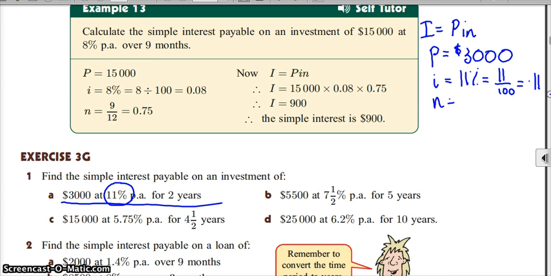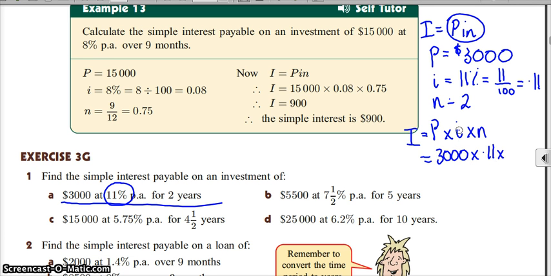And then your n is however many years it is, and wonderfully this says how many years, it says 2. So this sort of looks like P times I times n, but in maths, of course, we just get rid of the multiply signs, and that's why it looks like PIn. So $3,000 times 0.11 times 2. And when you do that, it'll give you how much interest.